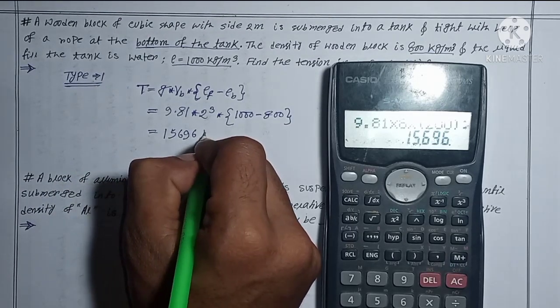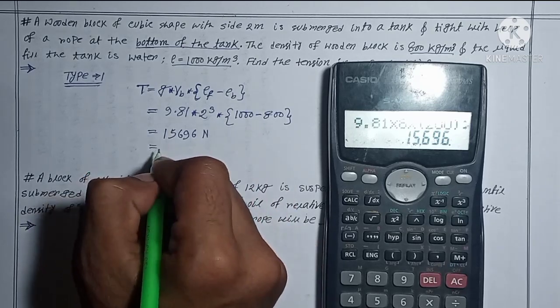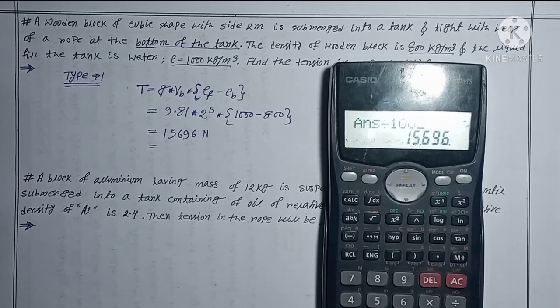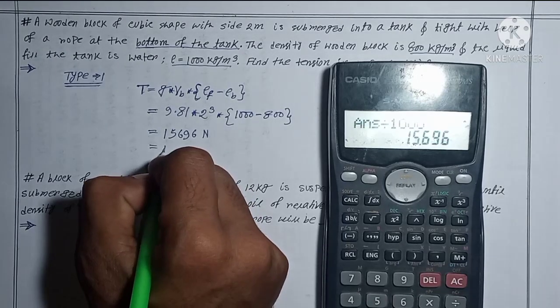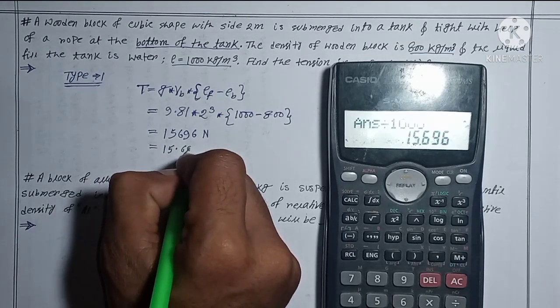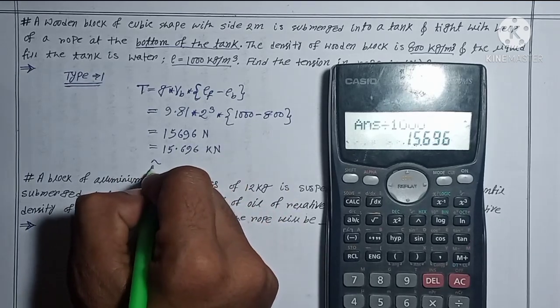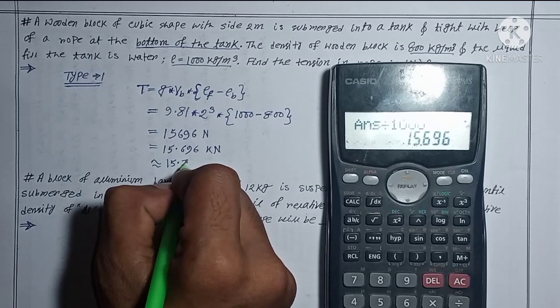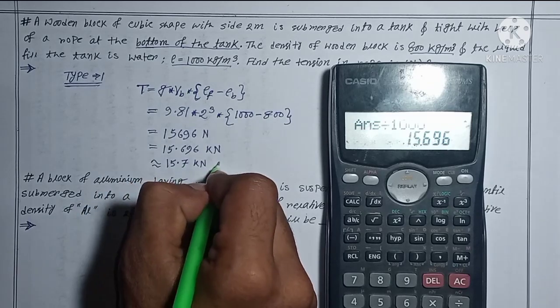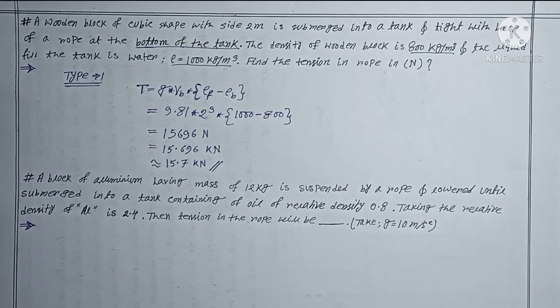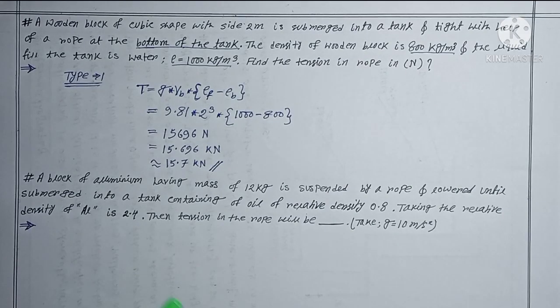15,696 Newton. Now if you try to convert it into kilonewton, then simply you can divide it by 1000. You will get 15.696 kilonewton, or you can simply write it as 15.7 kilonewton. So this is the answer. I hope it is clear. So next, go to the next question.